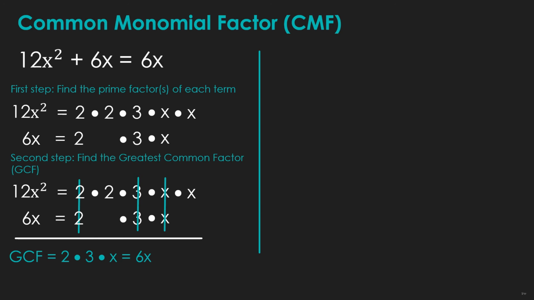6x now is the common monomial factor or CMF. And to finalize our answer, we write what remains on each term. On the first term, 2 and x is left, and the product of these two factors is 2x. And on the second term, we see that no more factors remain. Take note that whenever this happens, what remains is 1, and so on the second term, it is equal to 1. This means to say that our final answer is 6x times the quantity of 2x plus 1.